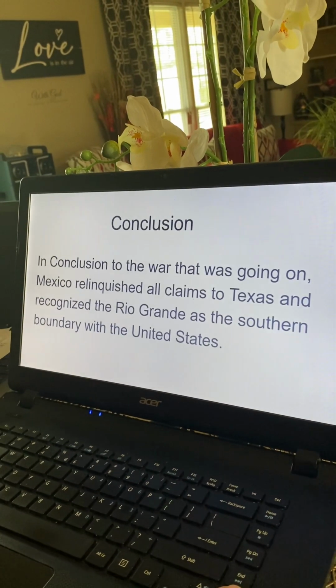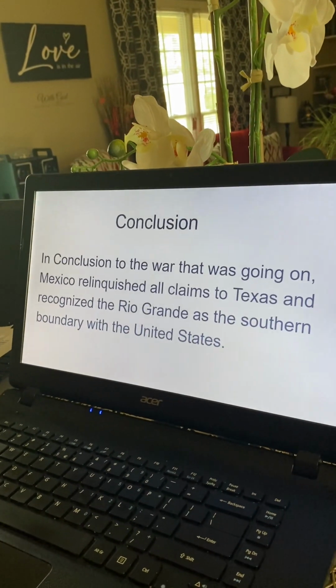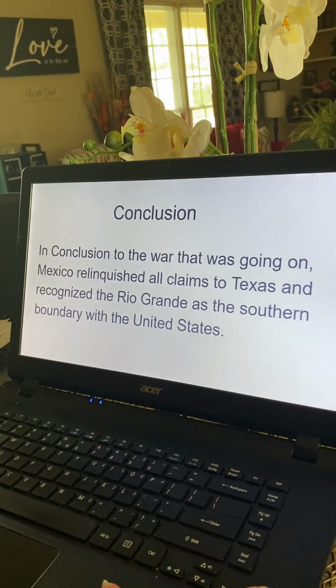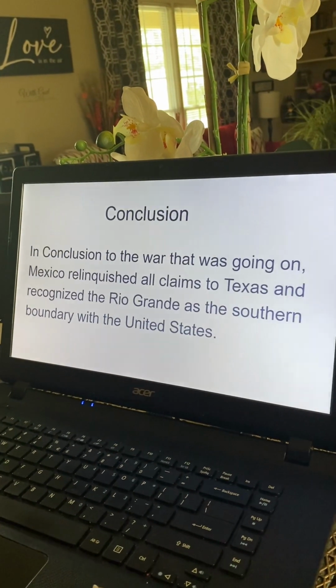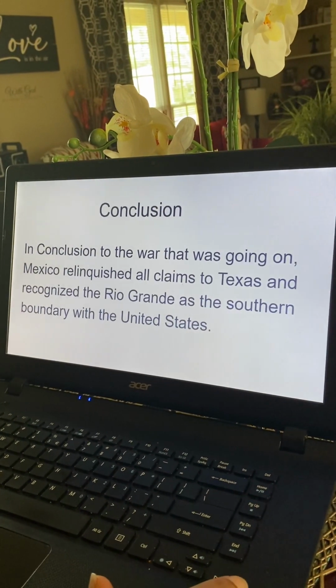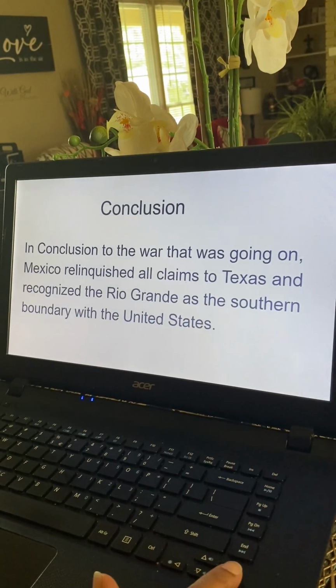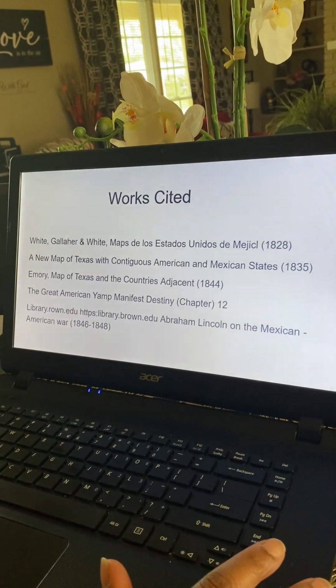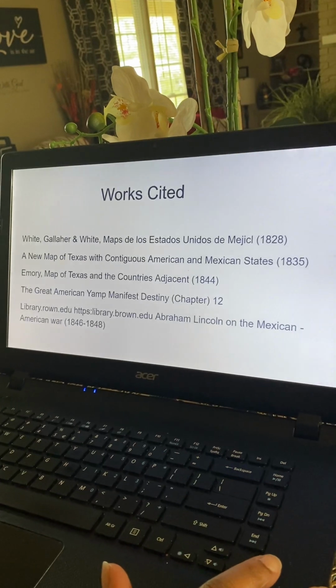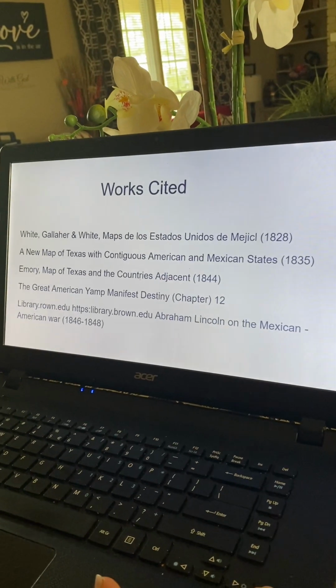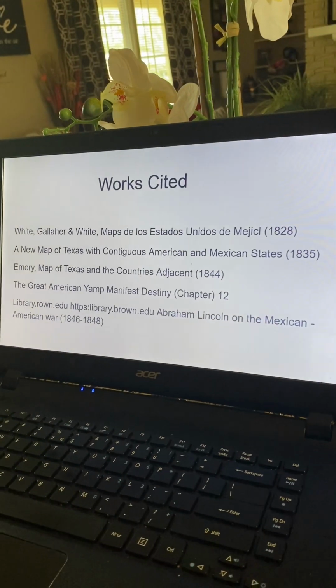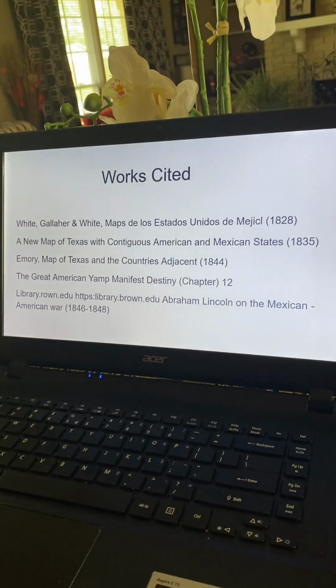Okay, in conclusion to the war that was going on, Mexico relinquished all claims to Texas and recognized the Rio Grande as the southern boundary with the United States. Okay, and this is a picture of my works cited, everything that we did.